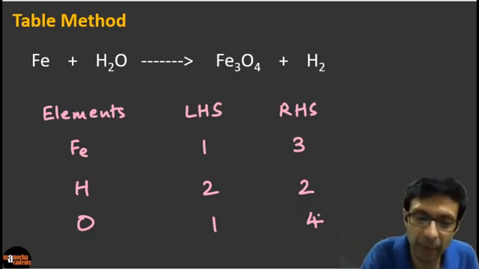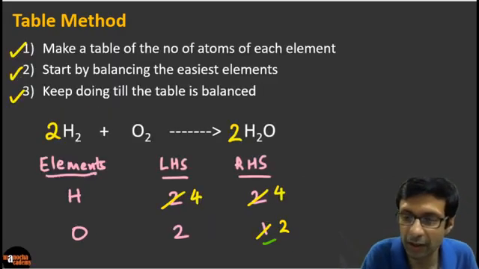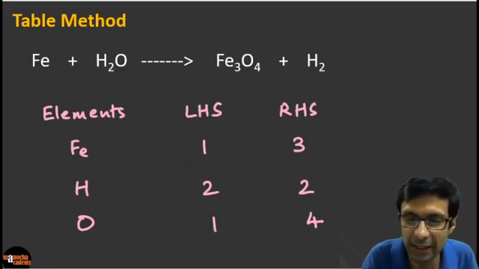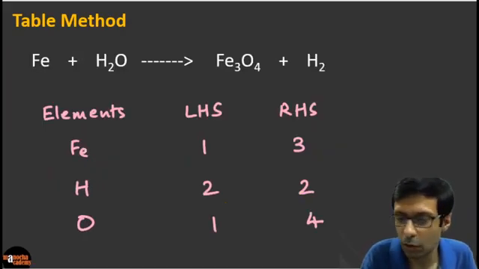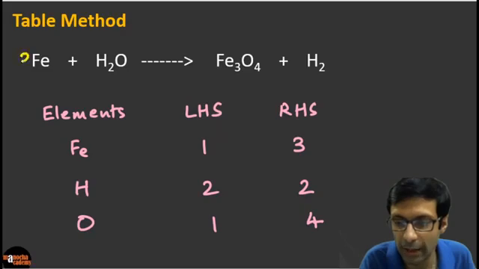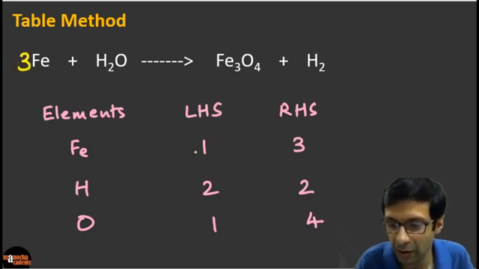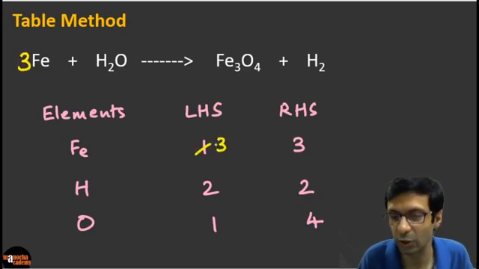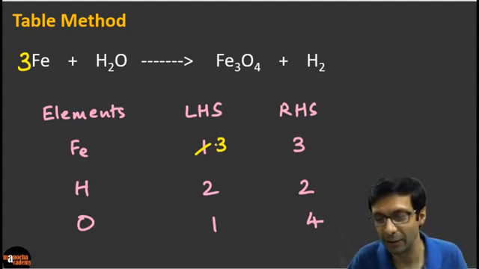Okay. So let's apply our table technique. That was our method, right? So make a table and start by balancing the easiest one. So hydrogen is balanced, so let's start with iron, since iron is not balanced and it's easy to balance. So 3 times iron. So that's going to be 3. And you can see we have balanced iron.